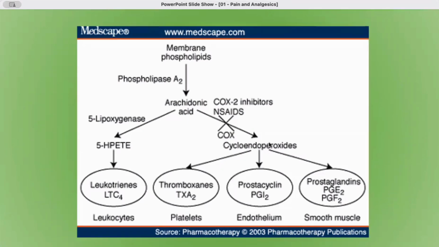One of the side effects of NSAIDs is kind of closure of these blood vessels, which, for example, makes it a problem for kidneys, for the kidneys that rely on that circulation. So part of the renal effects is from blockade of prostacyclin in the vessels that lead to the kidney.